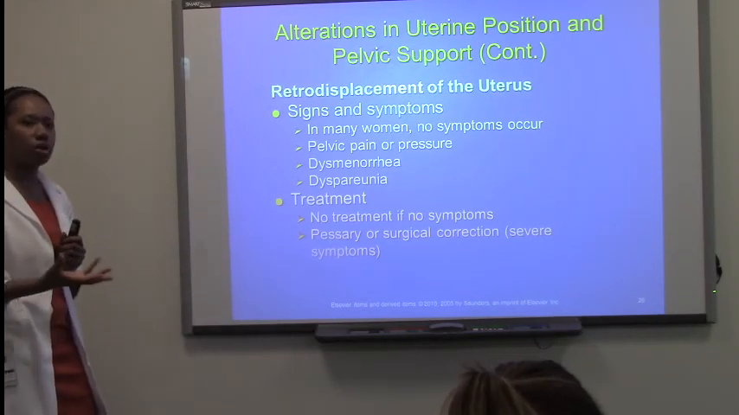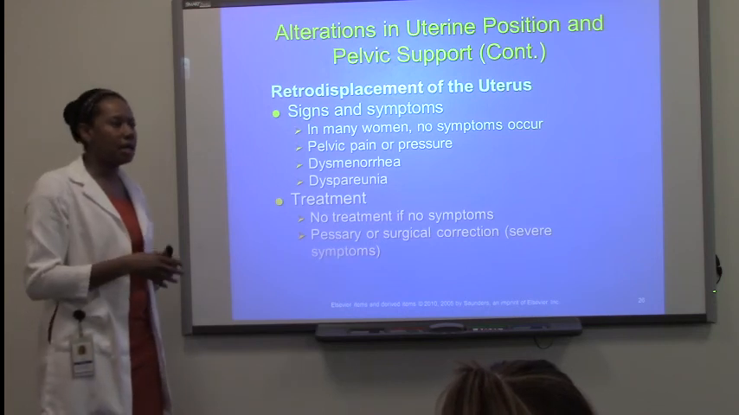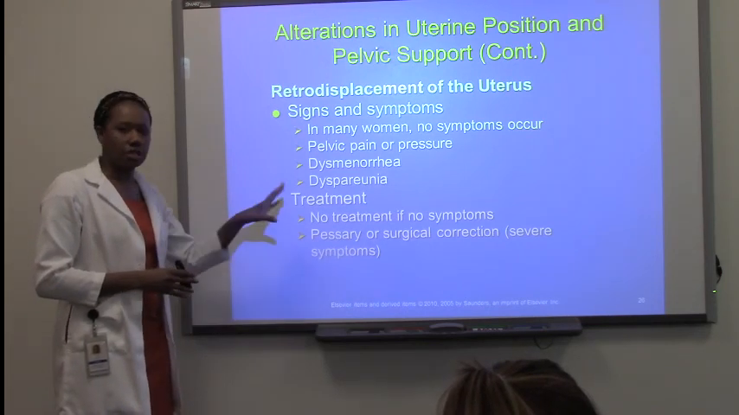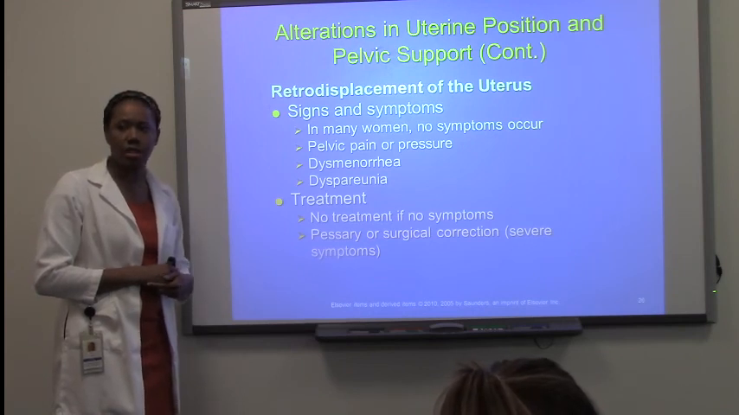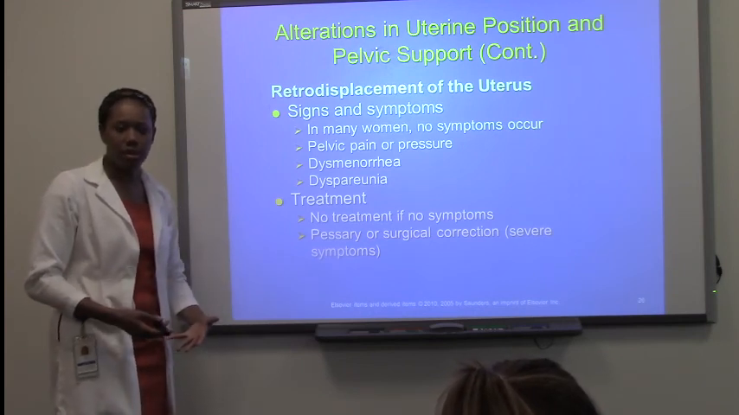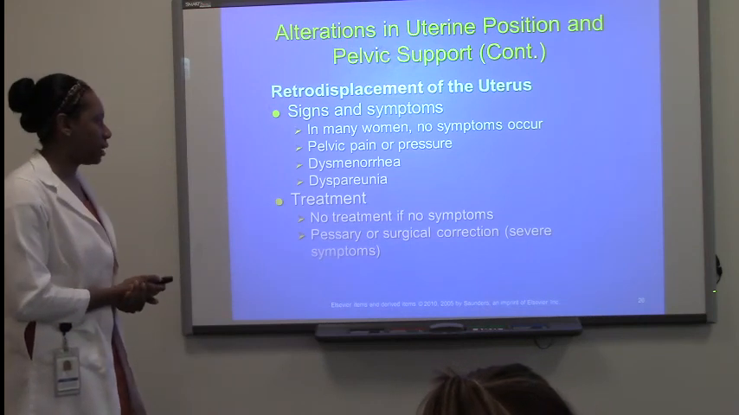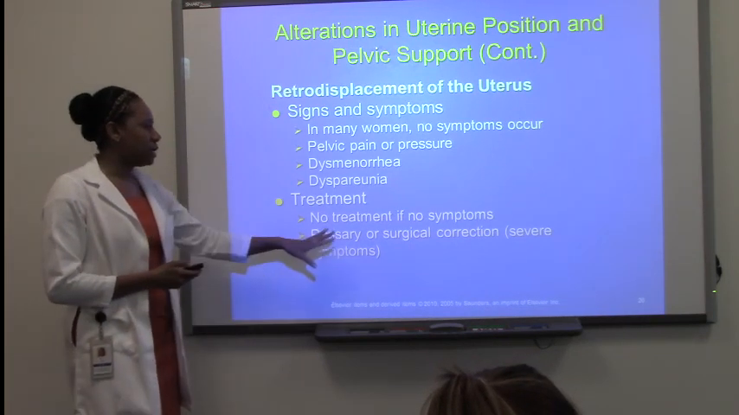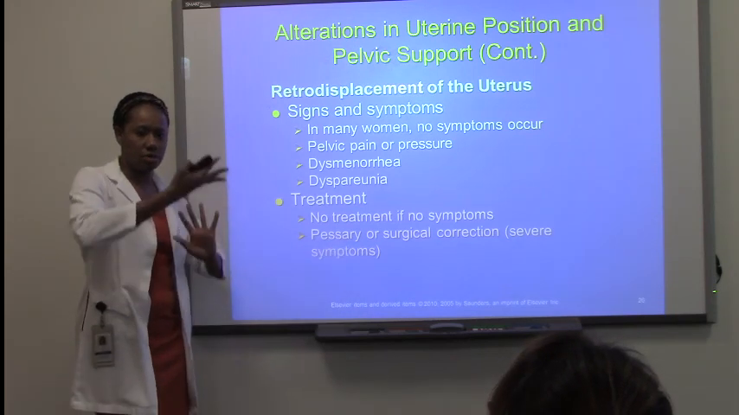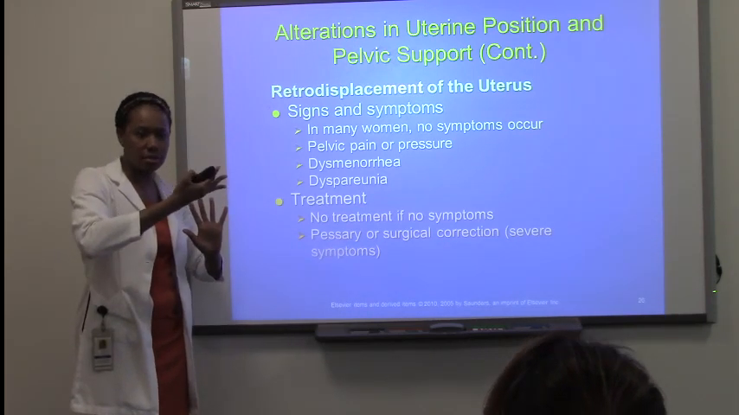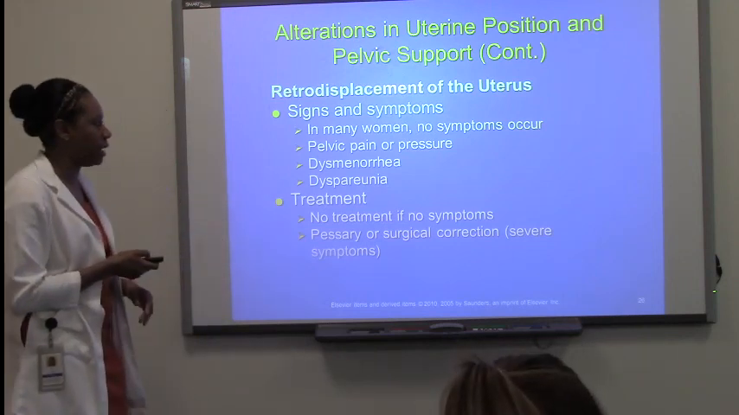Or when they do know, depending on the severity of it, they can have pain, pressure, changes in urinary flow, and sometimes changes in their menstrual cycle. No treatment if no symptoms, but if there are symptoms, they will give them a pessary to hold the uterus in place. So again, that pessary comes back.